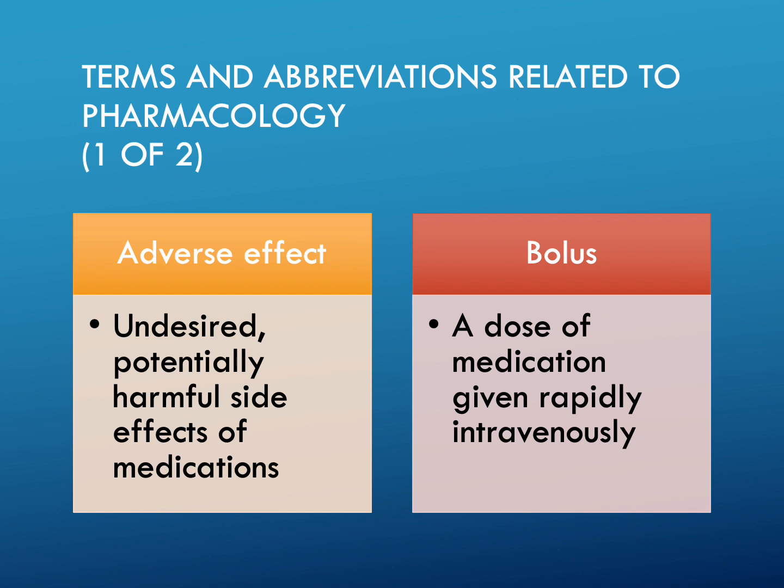The second term I want to go over is bolus. A bolus is defined as a dose of medication that is given rapidly, typically through an IV. So, for example, for a person with diabetes, a bolus would be a dose of insulin that would be given to handle the rise in the patient's blood glucose level, right, which is their blood sugar.